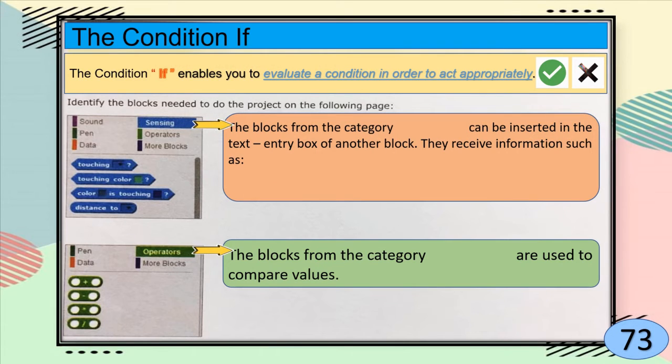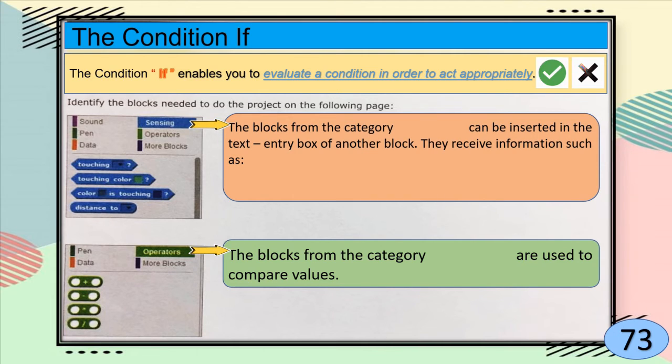Now, I want you to get your textbook and turn to page 73. Here we have the condition if. The condition if enables you to evaluate the condition in order to act appropriately. Now let's try to identify the blocks needed to make a project.